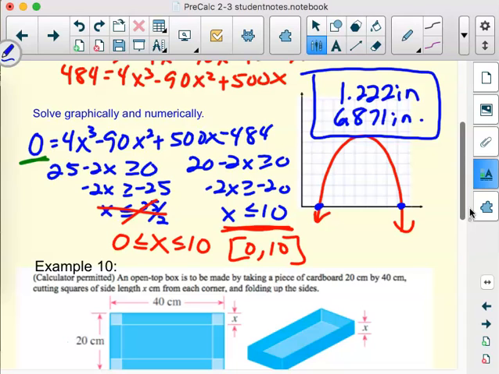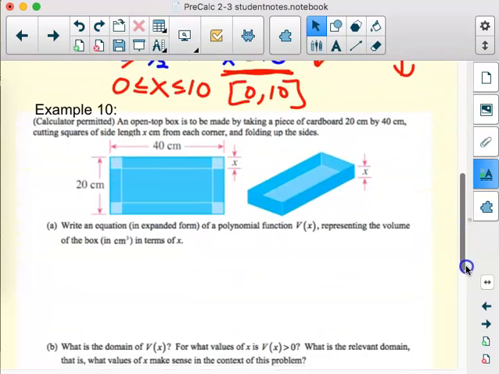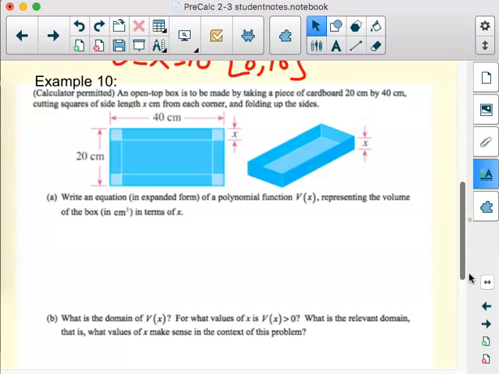Now, I wrote really big, or we would put this in a sentence, because obviously this is something a business would use, and so we could tell the customer that squares of side lengths 1.222 inches or 6.871 inches should be cut to maximize that volume at approximately 484 cubic inches. Now what the business is going to do is they're going to create one of each of those so that they can show the customer, here are your two choices, and you get to decide which one you want us to make. And that's an important part of this process, is making sure your customer can see all of those things. Now we have a second one here.